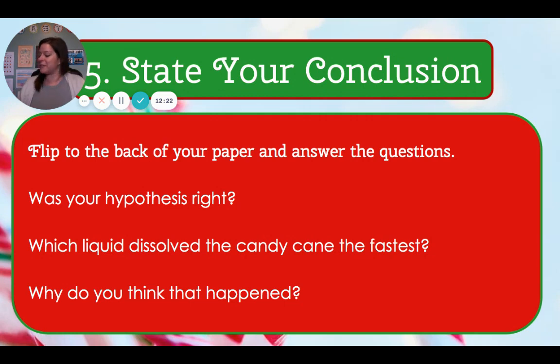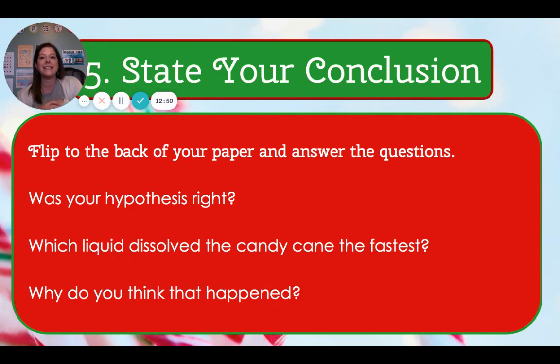So now everyone's going to go to the back of their paper, and you're going to answer these questions to make your conclusion. Tell us what happened. So the first thing you're going to answer is, was your hypothesis right? Was it correct? You're either going to circle yes or no. It is okay if it was wrong. If it was wrong, that means you learned something new, and that's okay. That's good. That means you're getting smarter.